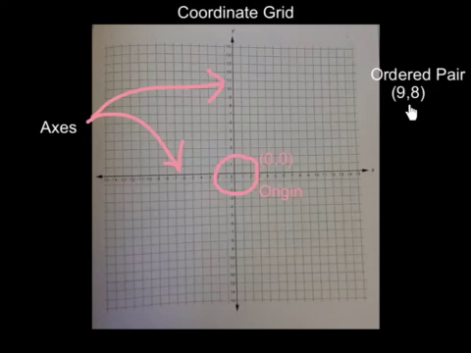First, I need to look and go over from the vertical axis 9 numbers. Then I'm going to take my finger and run it up the graph until I hit the number 8. At this point in time, I can put my point right here. This is the ordered pair 9, 8.